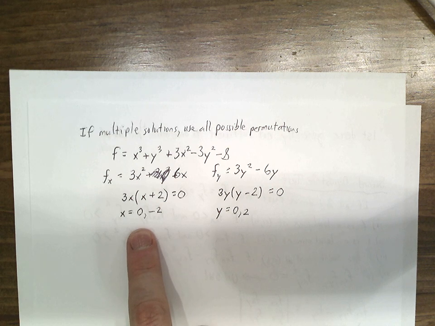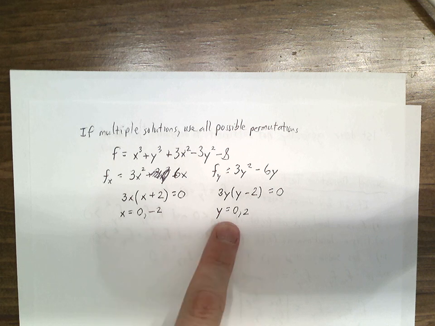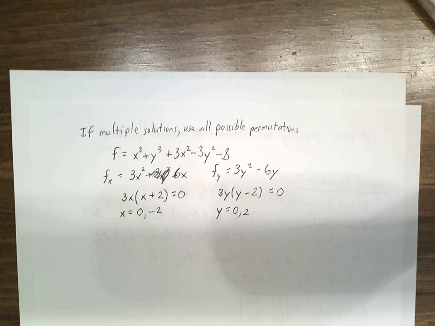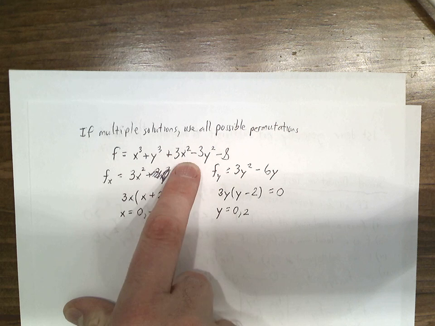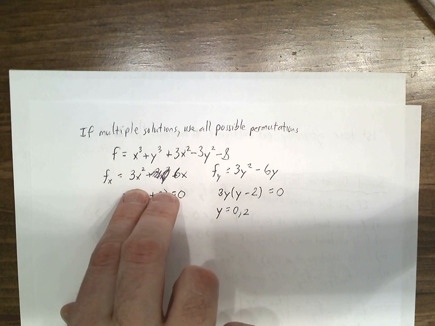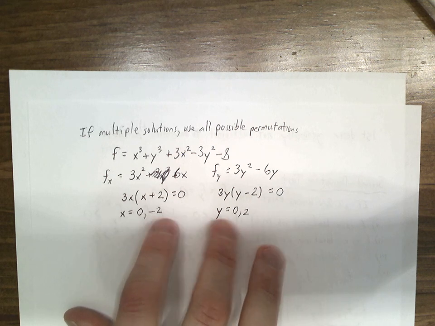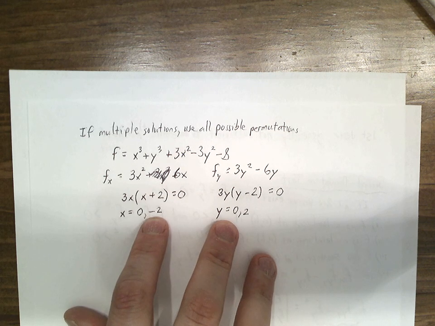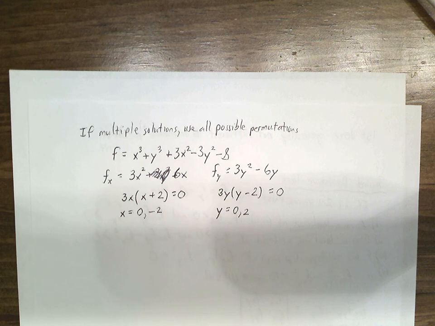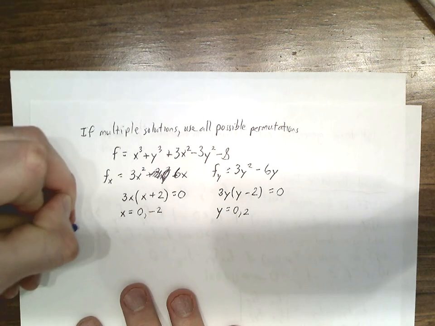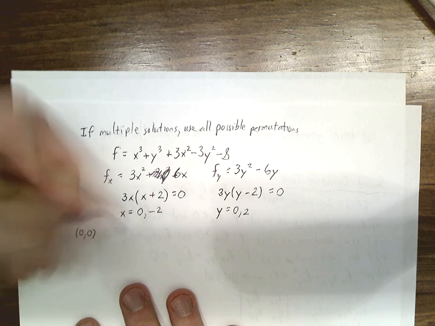We would need to look at all these possibilities: 0, 0; 0, 2; negative 2, 0; negative 2, 2, and see what sorts of things arise from that. Just to be aware, if you have higher order functions, the derivatives themselves might be quadratic, they might be cubic, they might have multiple solutions. You'll need to figure out how all those possibilities work together. Just to spoil for you, left as an exercise for the viewer.